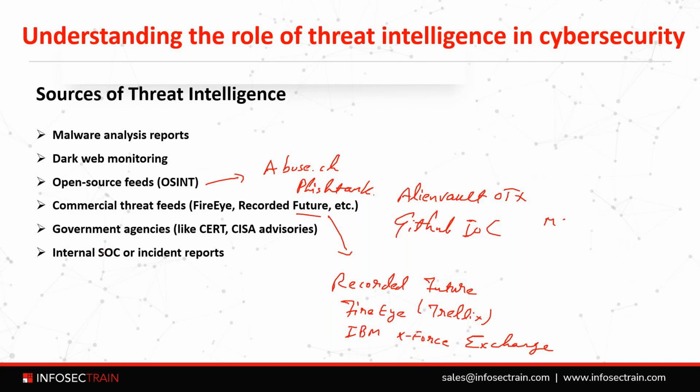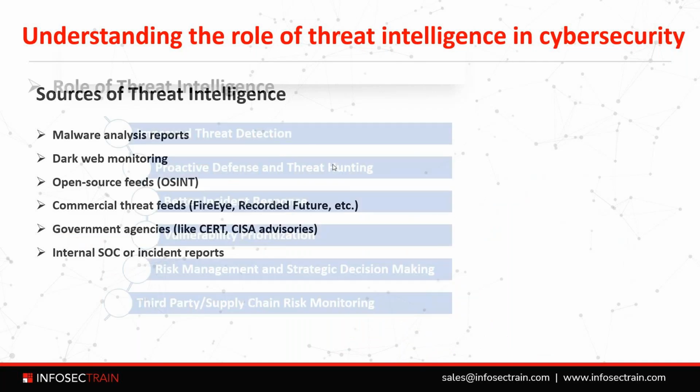These are also there. Then you have government agencies like CERT, Computer Emergency Response Team, and CISA advisories. These agencies release information or intelligence about adversaries, threat bulletins, emergency patches, all those. And internal SOC incident response are also sources. It can be helpful in terms of finding past incident findings, patterns from previous attacks, common TTPs, tactics, techniques, and procedures which are used against your infrastructure.